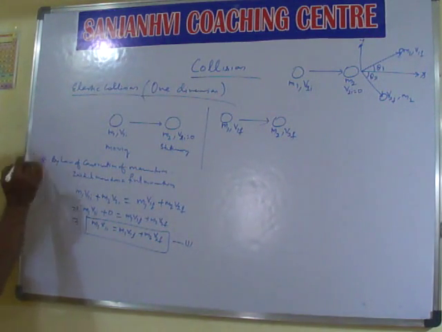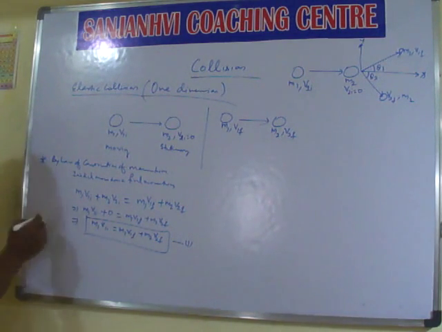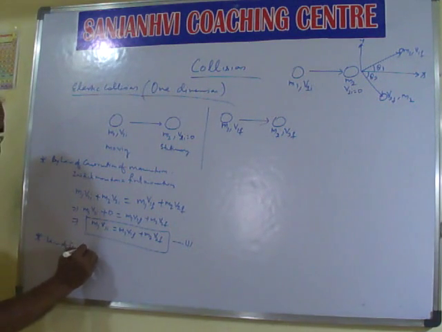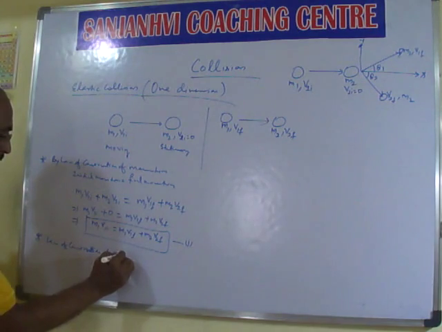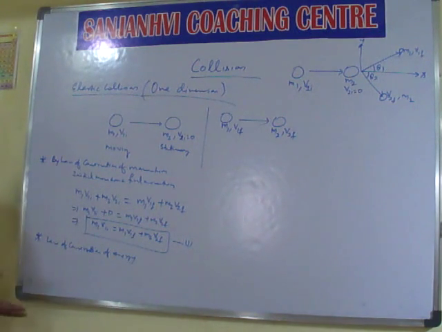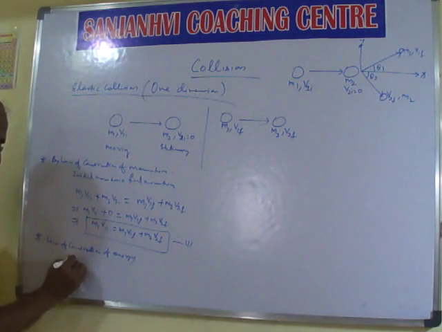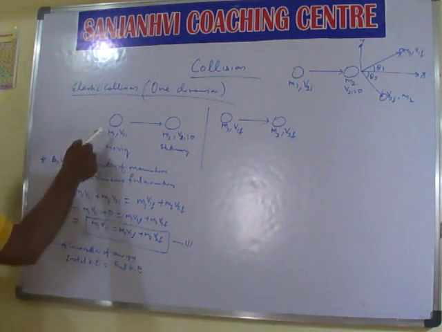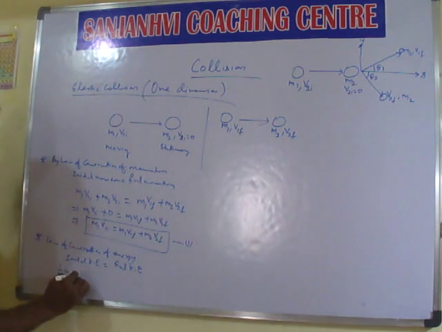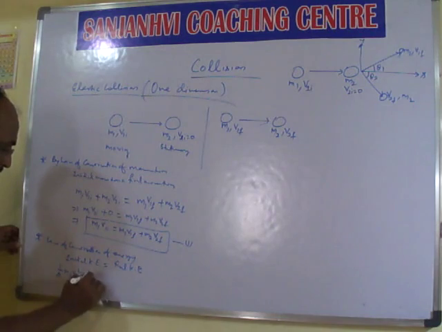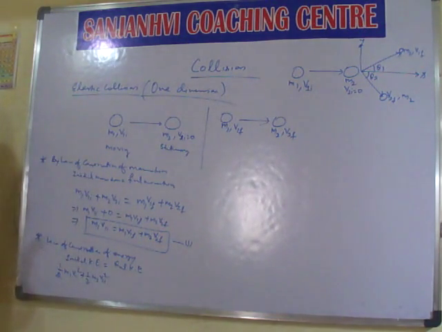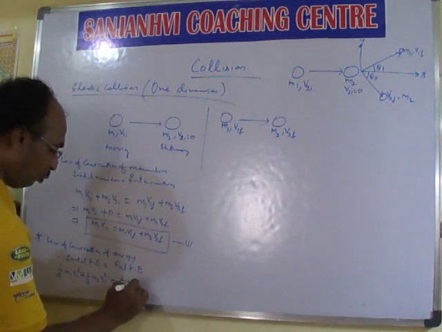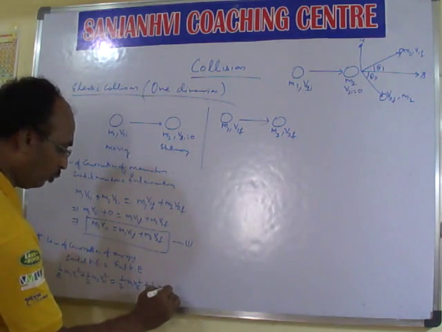Second, the law of conservation of energy. Here loss in kinetic energy is not taking place. Conversion of energy will take place, but the initial kinetic energy will be equal to the final kinetic energy. The initial kinetic energy is half M1 V1I square plus half M2 V2I square. The final kinetic energy is half M1 V1F square plus half M2 V2F square.